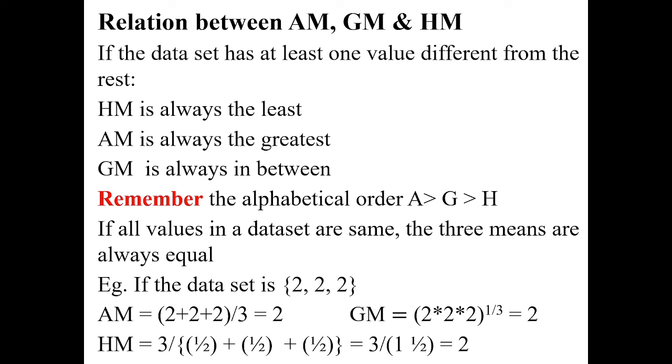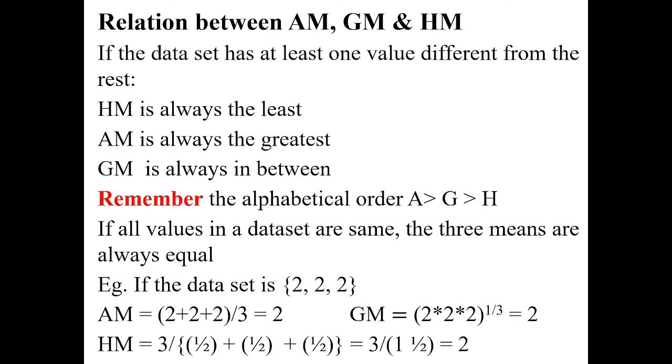So now, having discussed arithmetic mean, geometric mean and harmonic mean, it makes sense to discuss the relation among these three. If the data set has at least one value different from the rest, that is, if all observations are not the same in a sample, harmonic mean is always the least. Arithmetic mean is always the largest, and geometric mean is always in between. So you want to remember the sequence in alphabetical order. A, arithmetic mean, is greater than G, geometric mean, is greater than H, harmonic mean. So A is greater than G is greater than H.